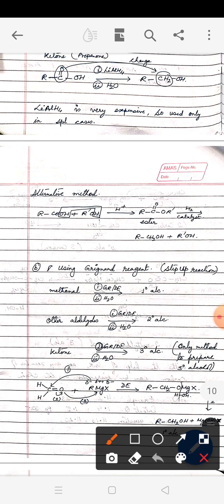Now you know any Grignard reagent reaction demands a dry ether solvent. So DE we have written, which means dry ether. During exam please write dry ether in full. DE is not an accepted abbreviation.